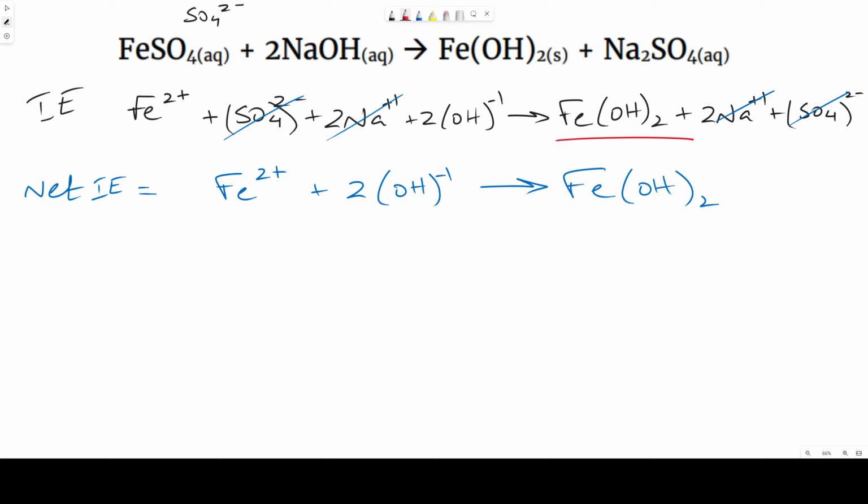In your net ionic equation, you cancel out all the spectator ions. And what are spectator ions? Like I said, they're the same on the left-hand side as they are on the right-hand side. And after you've canceled that out, whatever's remaining will be your net ionic equation. All right, I hope this makes sense.